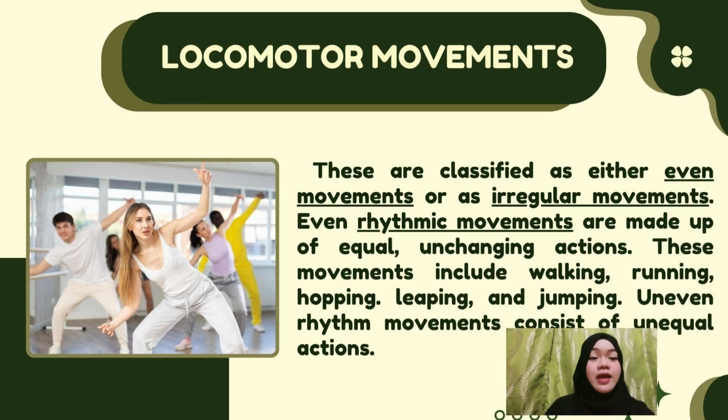This can be classified into two. First, even rhythmic movement. These are movements that have a steady and consistent rhythm, for example walking, running, jumping, because the actions are even and predictable. Then, uneven rhythmic movement involves varied and uneven timing, for example galloping and skipping. Since they alternate steps, they have an irregular pattern.